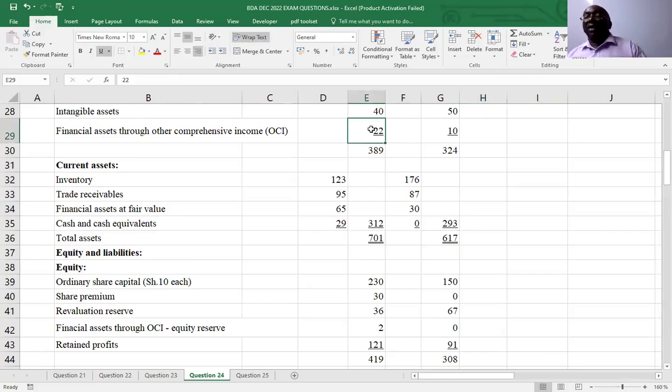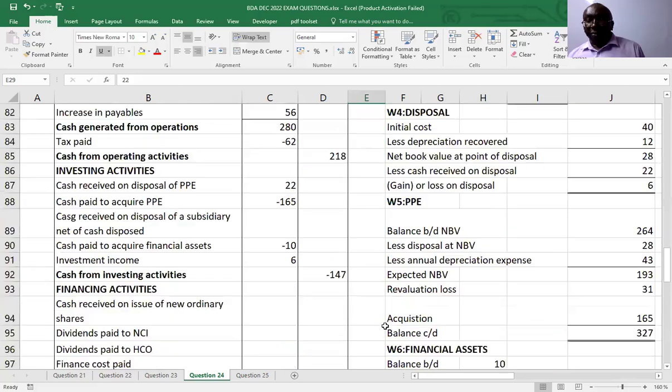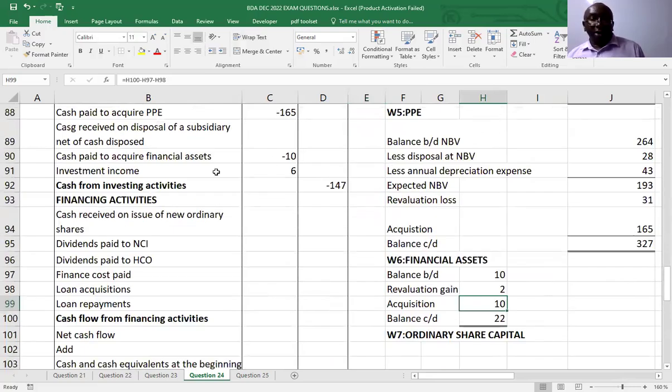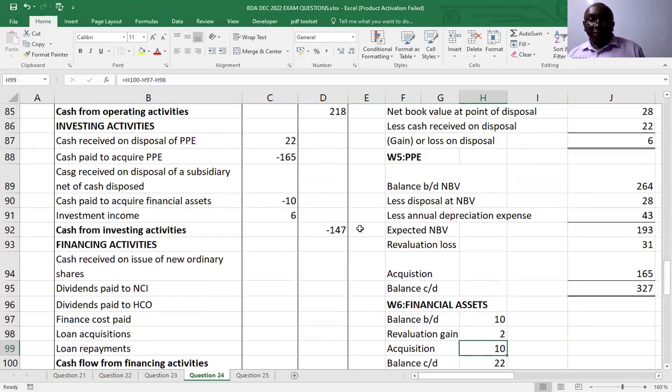So that means we must have acquired. So sasa utasema 22 minus 10 minus 2. Ndio ikatuambia we paid this much. Sasa hii unakimbia nayo unaileta hapa kwa investing. And because it is a money you paid out, inaingia hapa ikiwa negative. So then ukishaweka hivyo, these 4 you combine them and you bring them here.